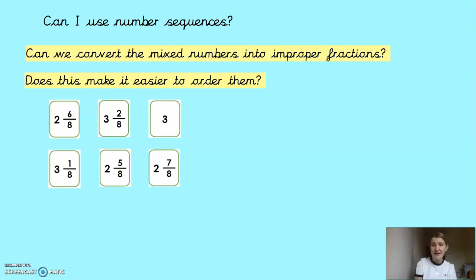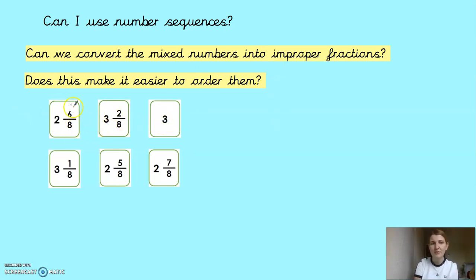I've already mentioned then for this one that earlier on when we were going backwards and forwards in thirds, I actually found it easier to convert it into an improper fraction first. I guess the reason for that is if the denominator stays the same, which it does, then all we need to do is we can just focus on the numbers at the top, can't we? And we can put those in order. We can take away or add to know what comes next. So here I've got 2 and 6/8, 3 and 2/8, and 3.